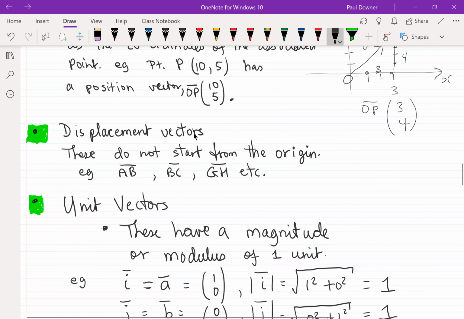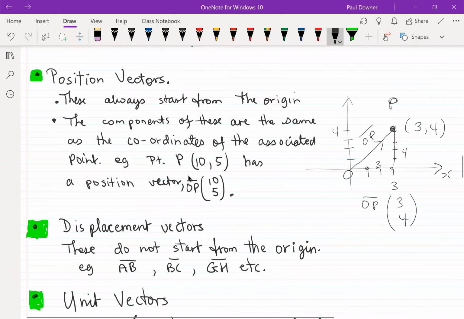Displacement vectors, right? These are vectors that do not start from the origin. So examples of displacement vectors would be AB, BC, GH, etc., where you notice the starting point is not the origin. In this case, the starting point is A. Here it is B. Here it is G. Unlike the position vectors, where the starting point is always at O, which is what we said here, O being the origin. So that's position vectors, that's displacement vectors.